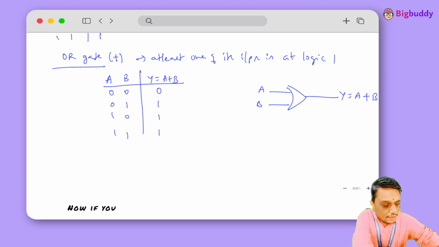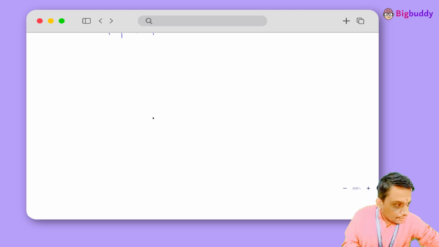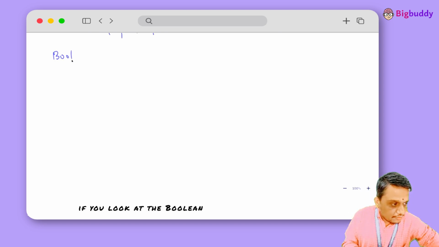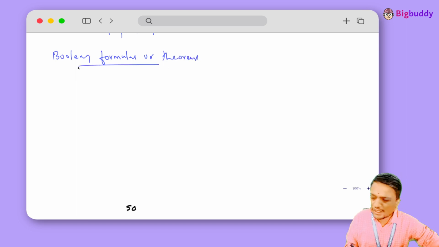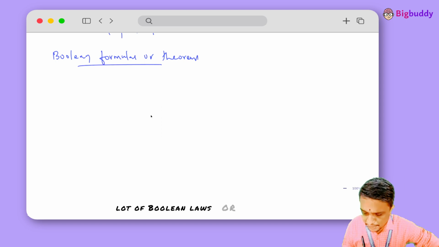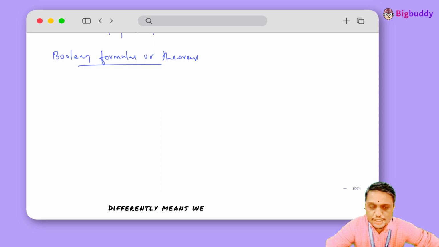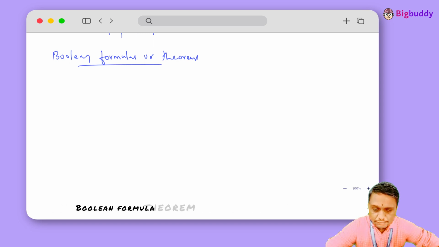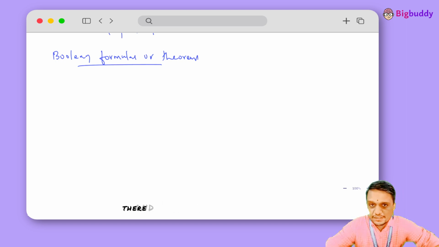Now if you look at the Boolean formulas or theorems, we know that there are a lot of Boolean laws or theorems, but let us understand them slightly differently. Every Boolean formula or theorem has different operations: OR operations are there, AND operations are there. If we know only one type of operation, the other type is easy.